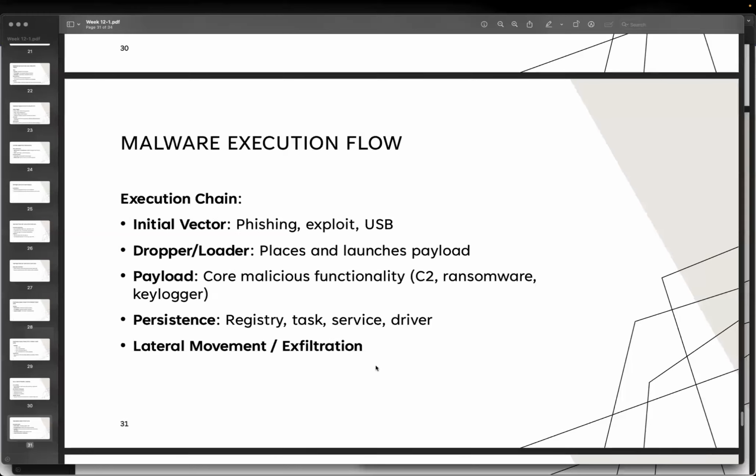For the malware execution flow, sometimes we always start with the initial vectors. Of course they will start from phishing exposure or USB. Once you download it and open it, they will have what we call a dropper, or loader. We place it and launch the payload, the content, and they execute the payload. The payload will be the core malicious functionality, like C2, ransomware or keylogger.